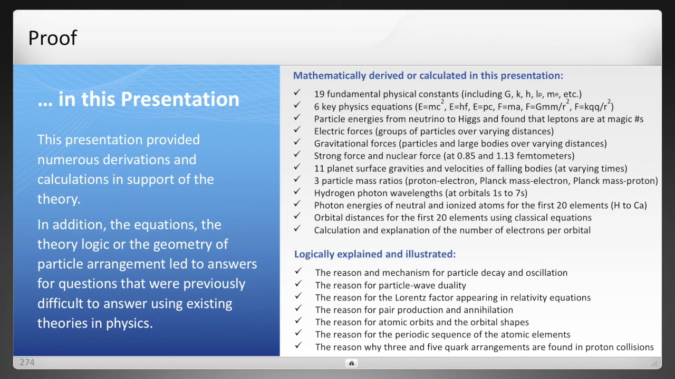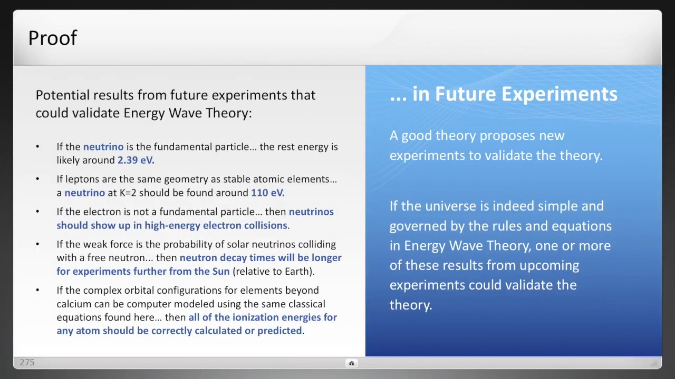But a good theory not only explains and matches equations to existing data, but a good theory would also provide future experiments that could validate the theory. And here they are. There's at least 5, if not, there's probably more. And my favorite is probably the first one. Right? The wave center fundamental particle rest energy was calculated to be 2.39 electron volts. Now, I spent a lot of time scouring through the neutrino experiments and will continue to do so.